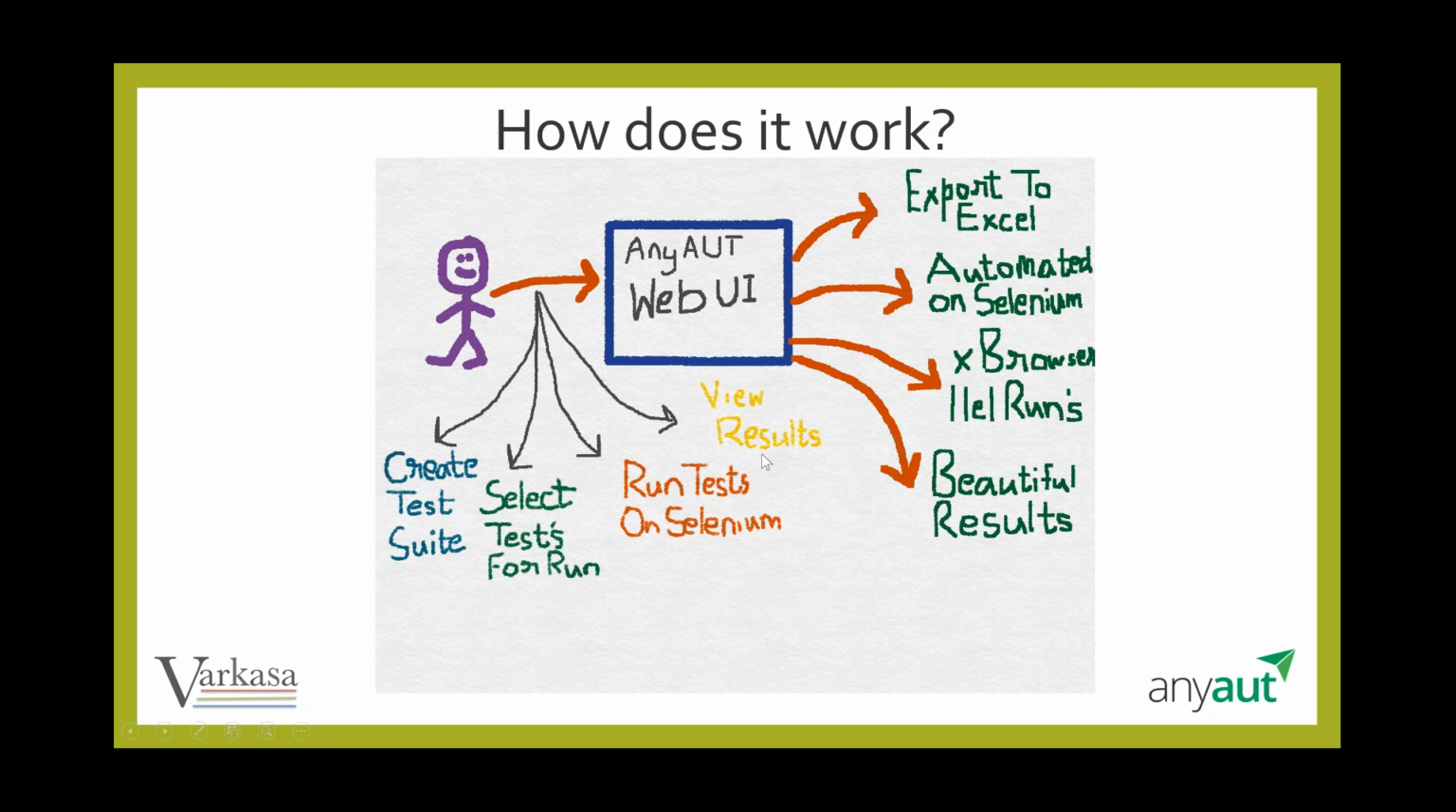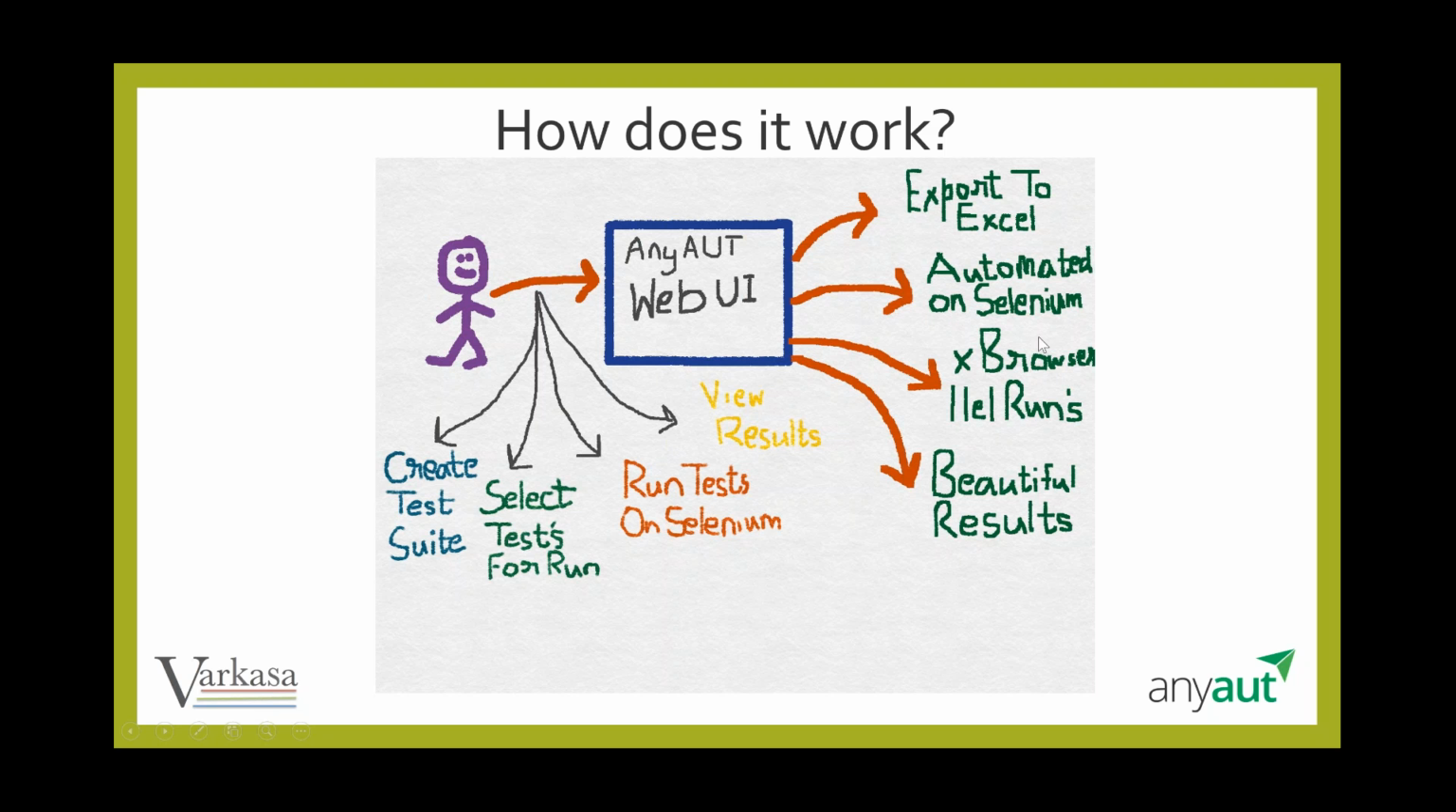Did it fail? Where did it fail? How did it fail? Can I look at it? And also the amazing feature that this web UI could be exported to an Excel at different stages. And that gives you the flexibility to manage it as a continuous manual testing process. It is automatically automated on Selenium, so you do not have to do any additional stuff to be able to run it using Selenium WebDriver.